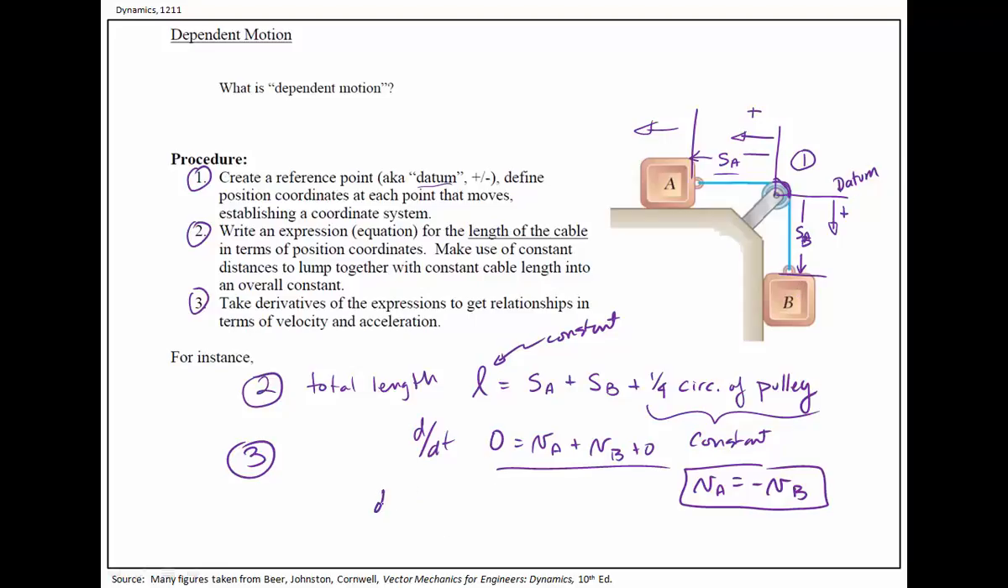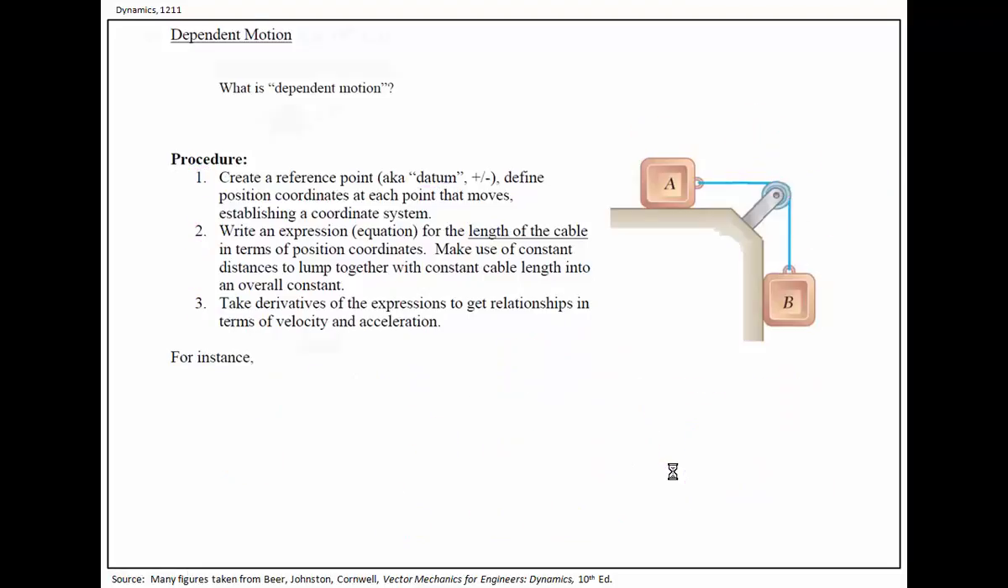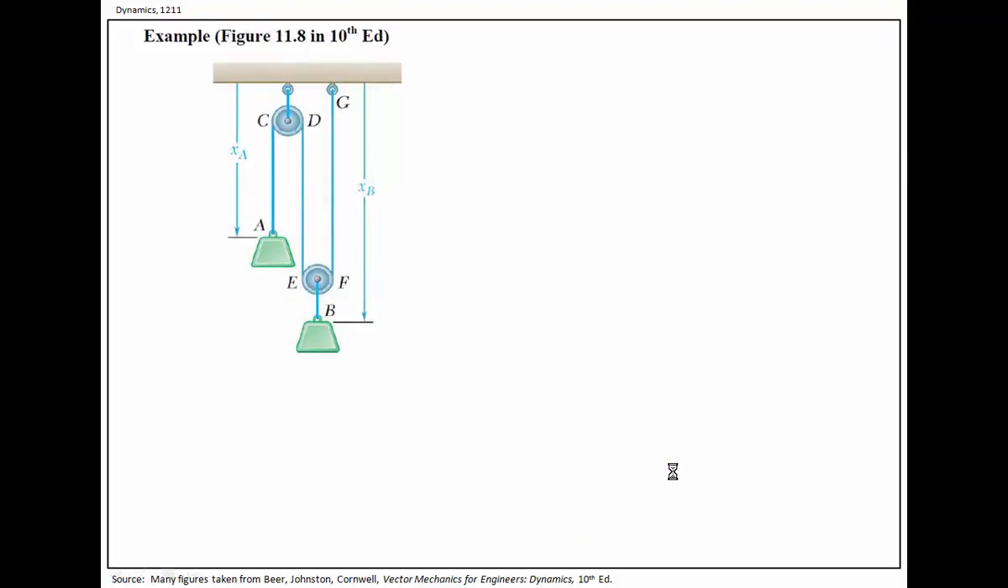And now if we take another derivative of the one above, we would say that the acceleration of A plus the acceleration of B is going to be equal to 0. Of course, we have the derivative of 0. So that's the game that we play. We need to see this in several different examples before we kind of own it. And you have to try it yourself.